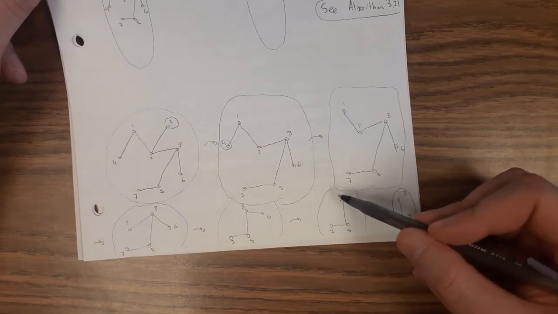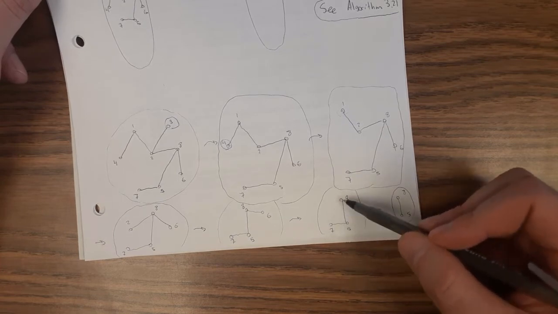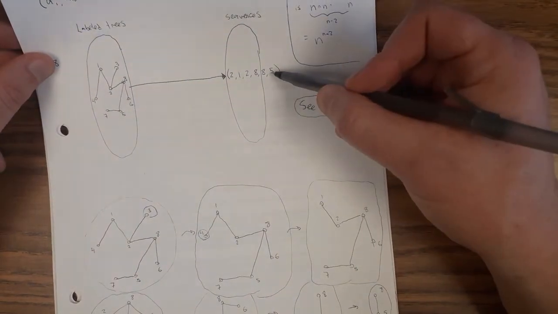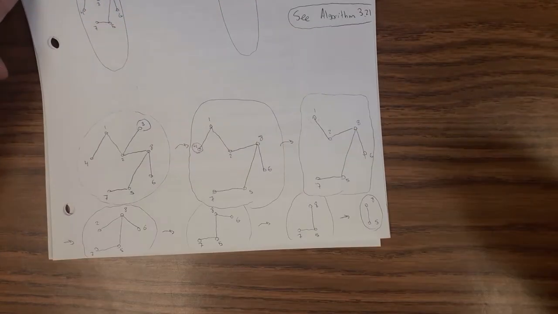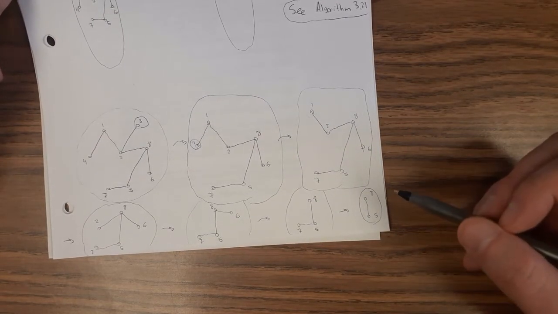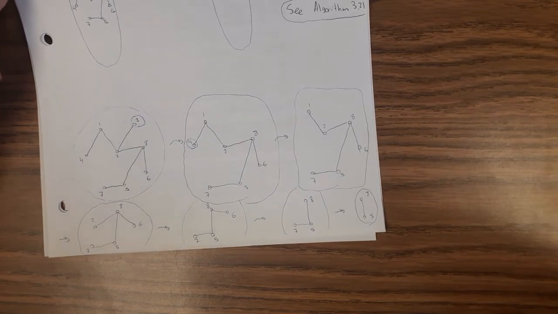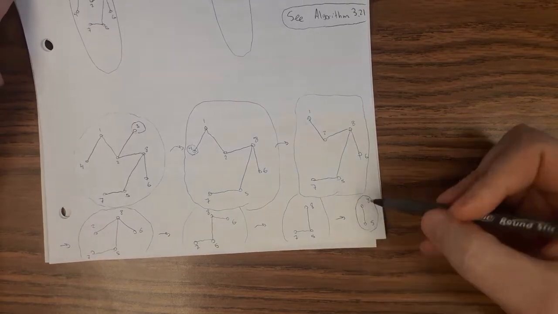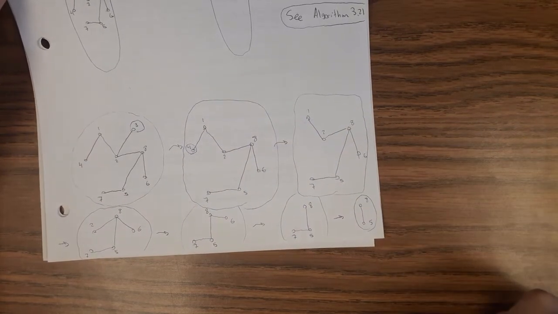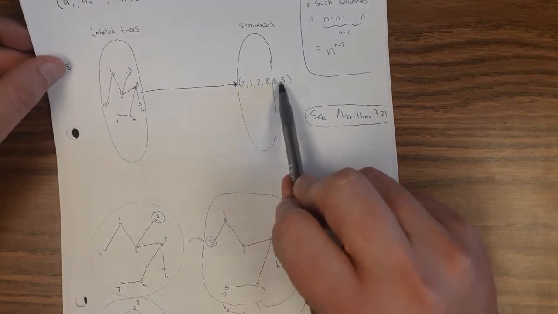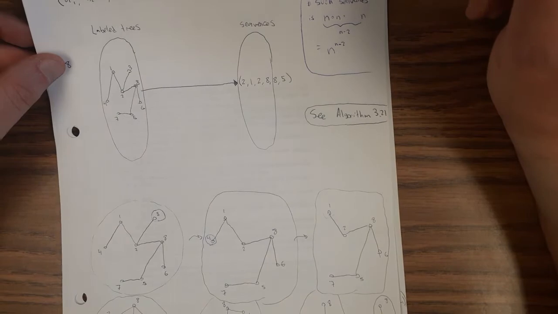I remove the 6. Now I'm here. There's 2 leaves, 7 and 8. 7 is the lower one. Its neighbor is 5. That's why that's a 5. And that brings me down to just 2 vertices, and then I just stop. Right, like when you get down to 2 vertices, you just stop. But yeah, so that's how you come up with the sequence if you're given the tree.